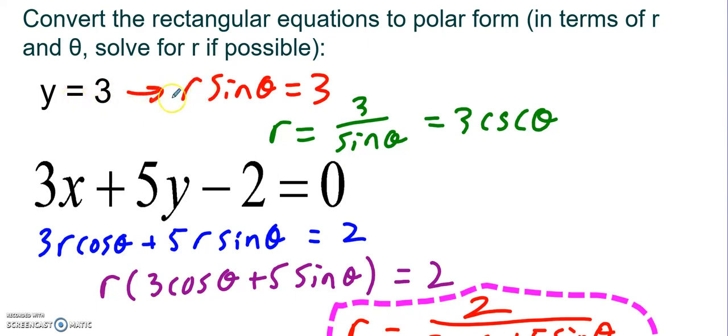Well, I know y is r sine theta, so I know r sine theta equals 3. So then solve for r if possible. r would be 3 over the sine of theta, or 3 cosecant theta. So a horizontal line of y equals 3 in rectangular is written as r equals 3 cosecant theta in polar.